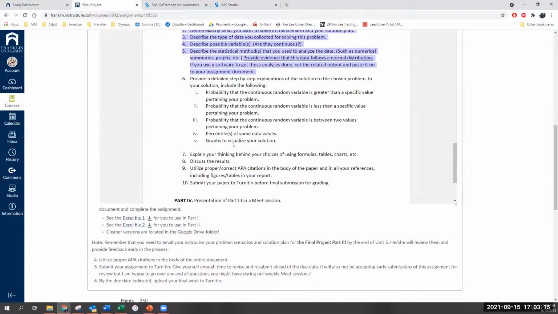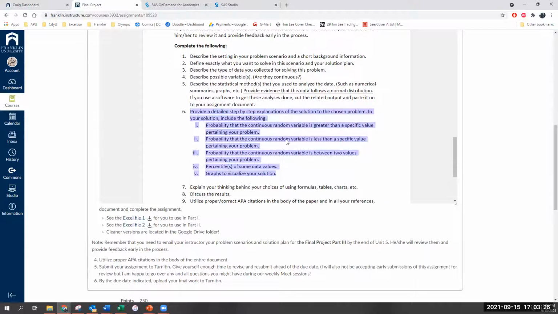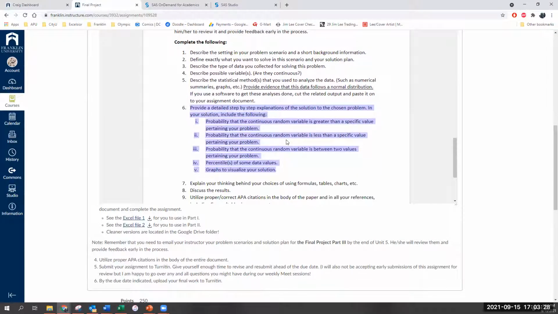6 is, it'd be nice if you could do 6 in the context of your actual research question that you describe in 1 through 5, but you don't have to, because your research question might not include continuous data.